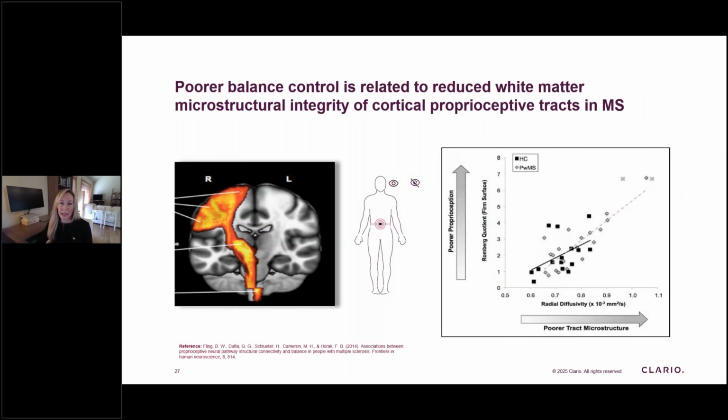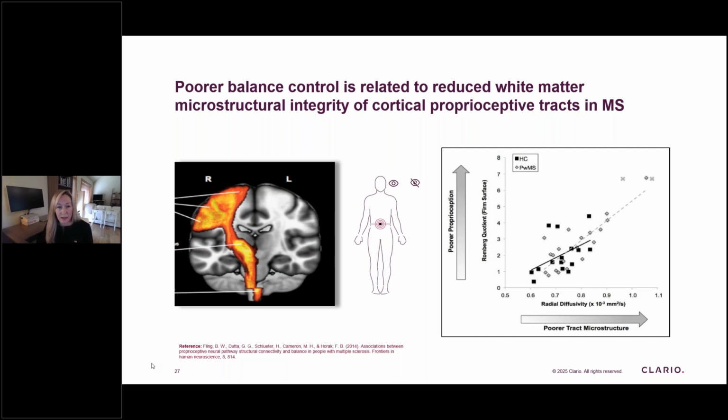we want to be able to relate, again, these measures with imaging to movement measures. And there's been some work done in this area. This first study showed that poor balance control is actually related to reduced white matter microstructural integrity of cortical proprioceptive tracts in multiple sclerosis. So in this instance, a wearable sensor was placed across the lower back, and 2 balance tests were performed, a 30 seconds eyes open task and a 30 seconds eyes closed task, to look at the ratio and the Romberg quotient. And what was found was that the poor proprioception through this test was related to that poor tract microstructure.